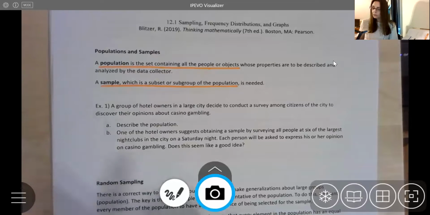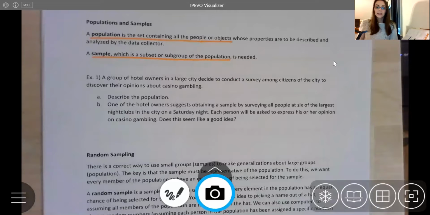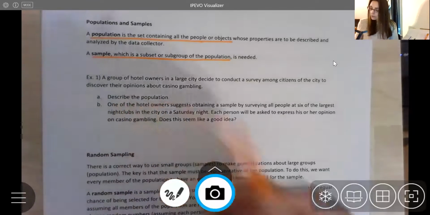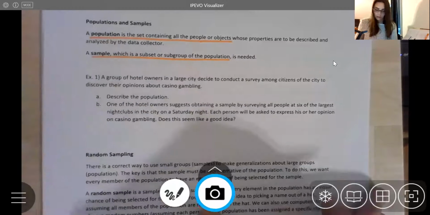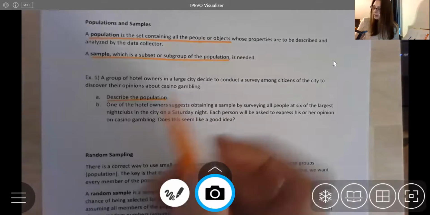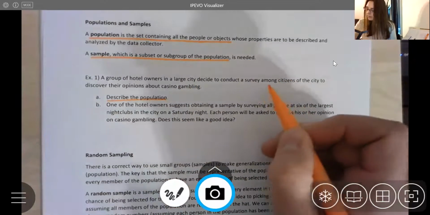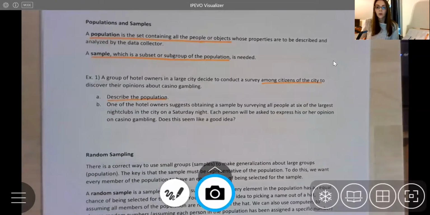So for instance, a group of hotel owners in a large city decided to conduct a survey among citizens of the city to discover their opinions about casino gambling. So what we're going to do is first describe the population, and then we'll answer question B. Okay, so in this case, again, we're looking at a group of hotel owners who are in a large city, and they decide to conduct a survey among citizens of the city to discover their opinions about casino gambling. So who is their target audience here? Their target audience are all citizens of this city. So that's the population.